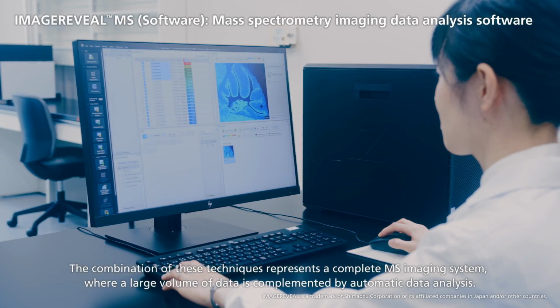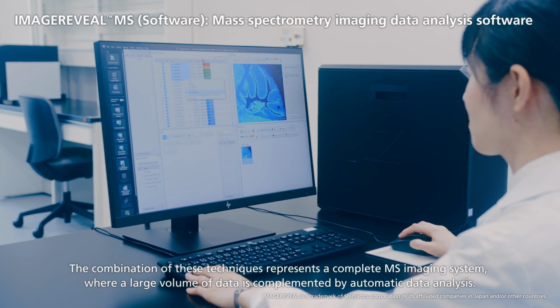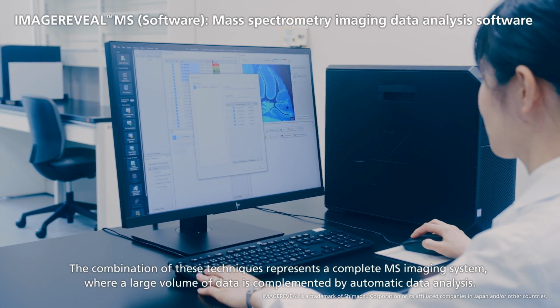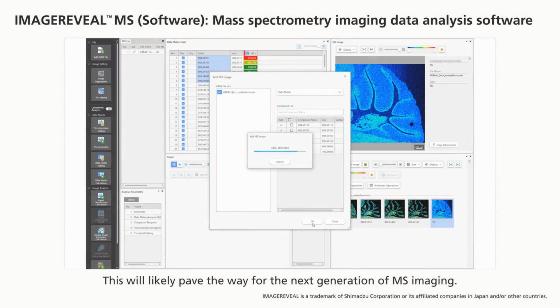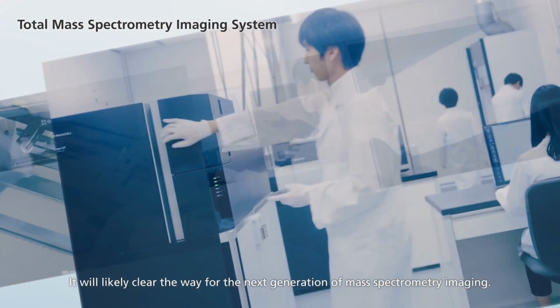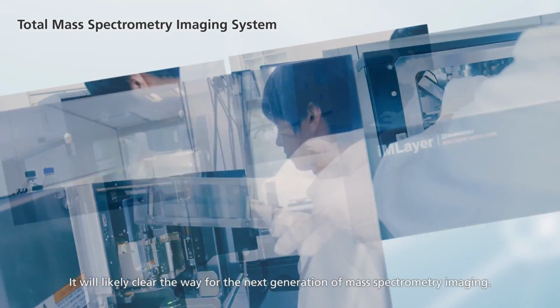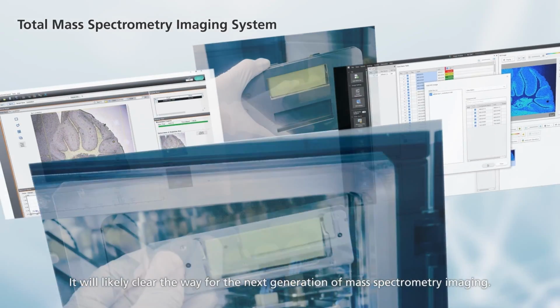The combination of these techniques represents a complete MS imaging system, where a large volume of data is complemented by automatic data analysis. This will likely pave the way for the next generation of mass spectrometry imaging.